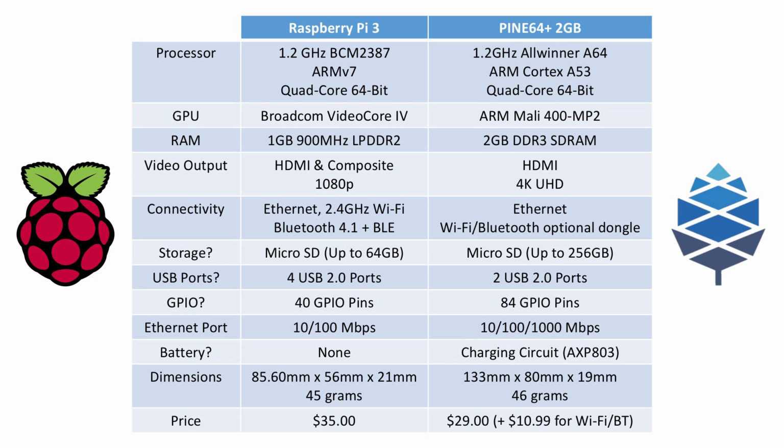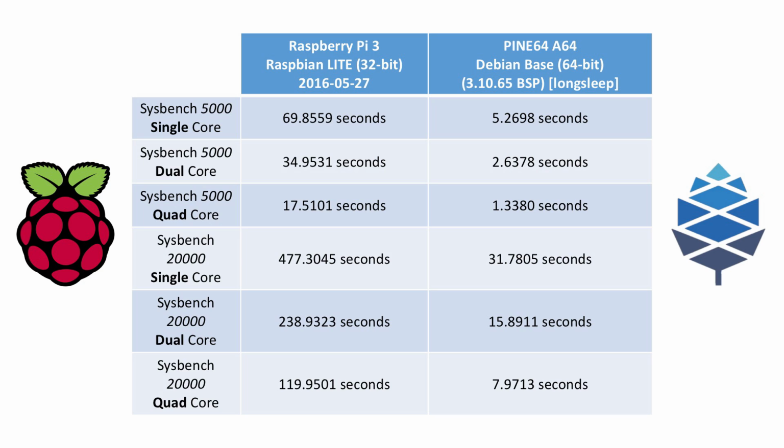Okay, so now let's take a look at the benchmarks of both boards. Okay, so here are the benchmarks for both boards. I ran Sysbench in multiple configurations. I ran Sysbench at 5,000 and Sysbench at 20,000, and I used single core, dual core, and quad core performance numbers.